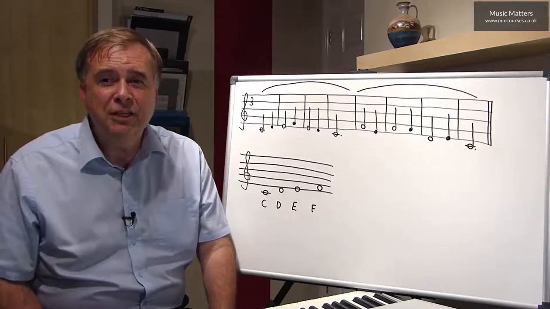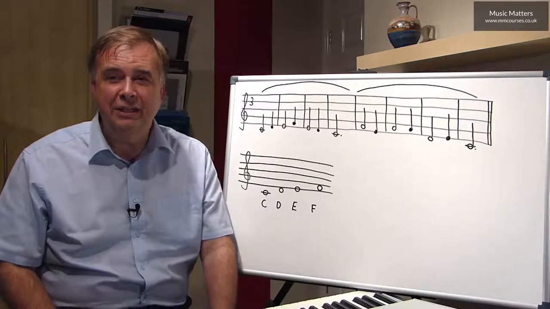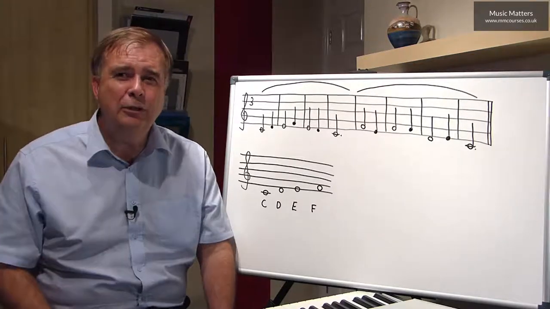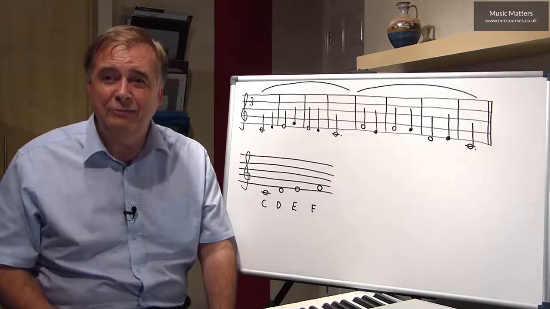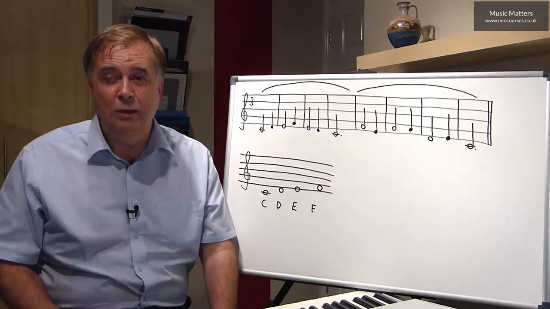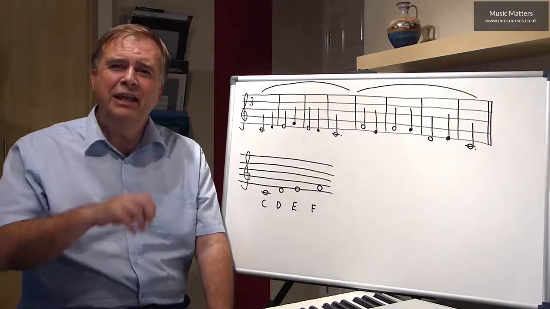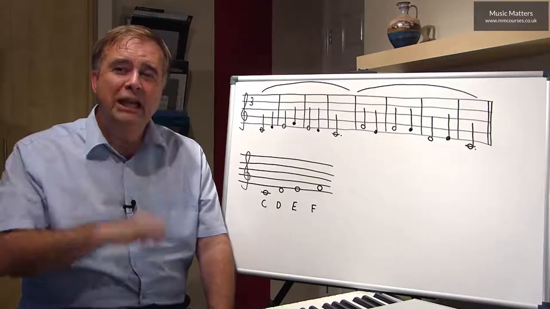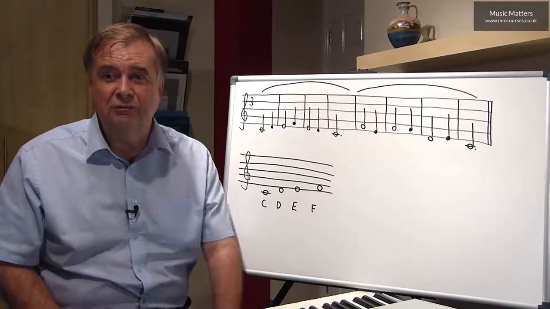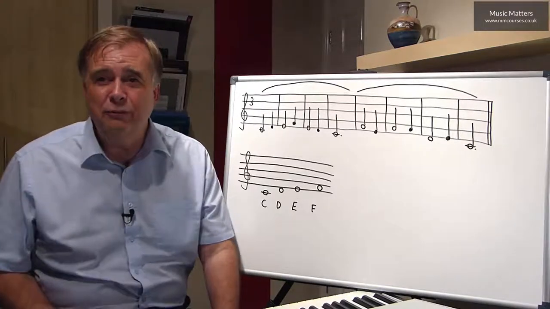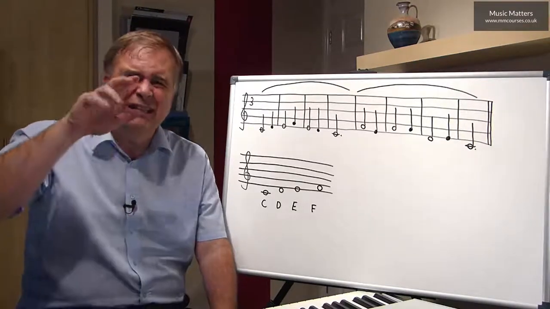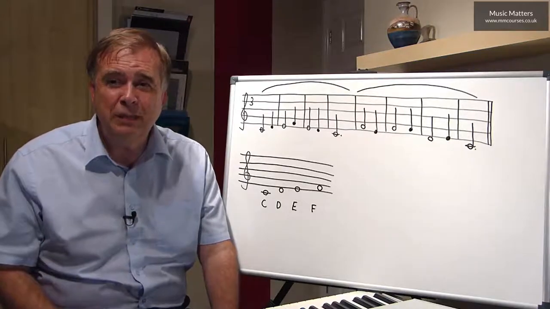Now when it comes to fingers 4 and 5, some people find it's a little bit harder to get fingers 4 and 5 to behave themselves on the piano or on the keyboard. They find that fingers 1, 2 and 3 are a little bit stronger than fingers 4 and 5, and they find that it's a little bit easier to use fingers 1, 2, 3, where fingers 4 and 5 can just be a little bit awkward.